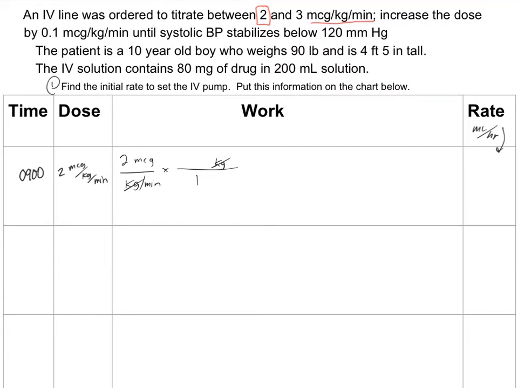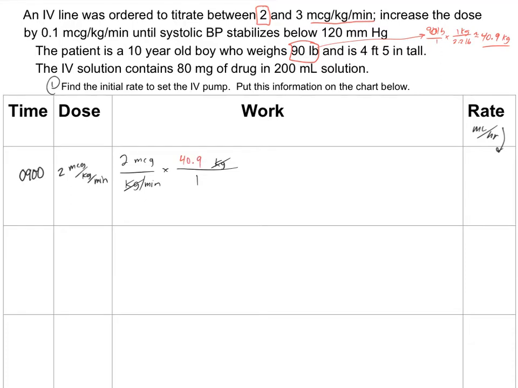Up above, I'm told the patient weighs 90 pounds. So I'm going to bring that to the side, and I know 90 pounds, I'm going to divide by 2.2 because there are 2.2 pounds in 1 kilogram. And I know with weights, especially weights over 10 kilograms, I'm going to round to the tenths place. So if I take 90 and divide by 2.2, I get approximately, rounded to the tenths place, 40.9 kilograms. So that's the patient's weight in kilograms.